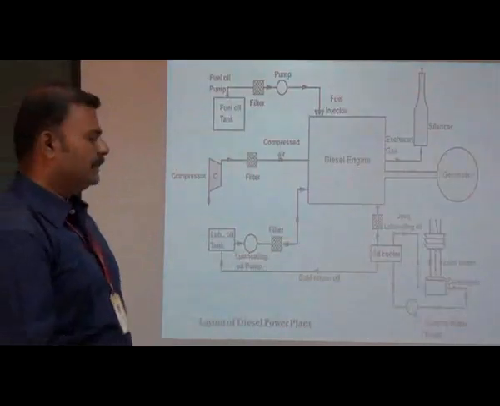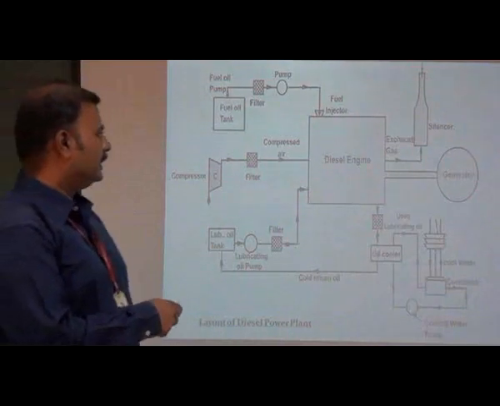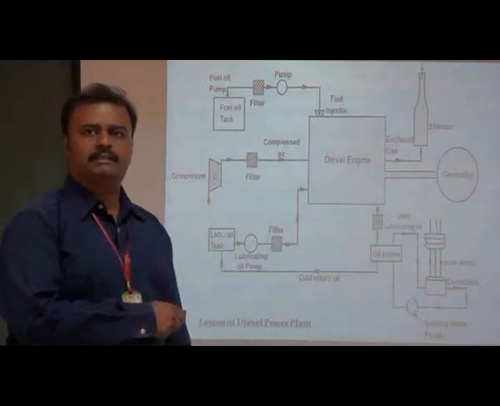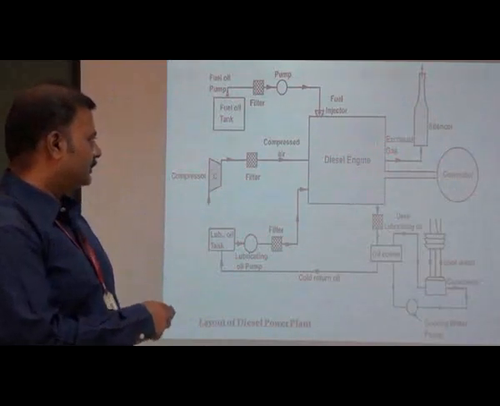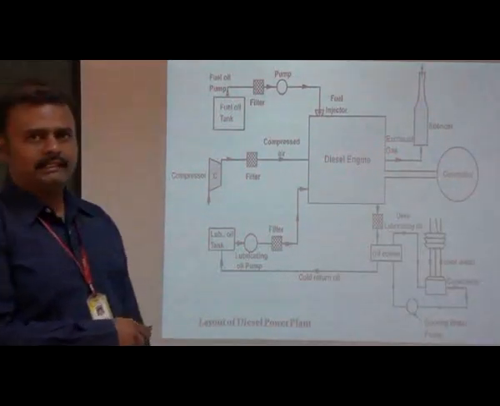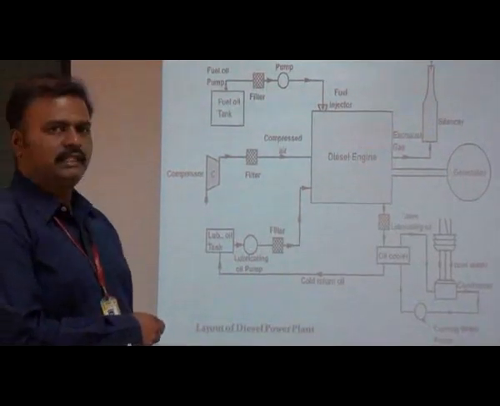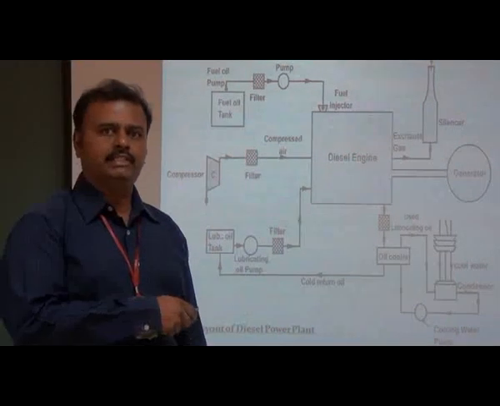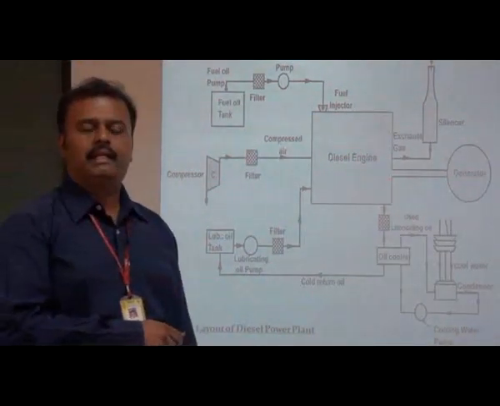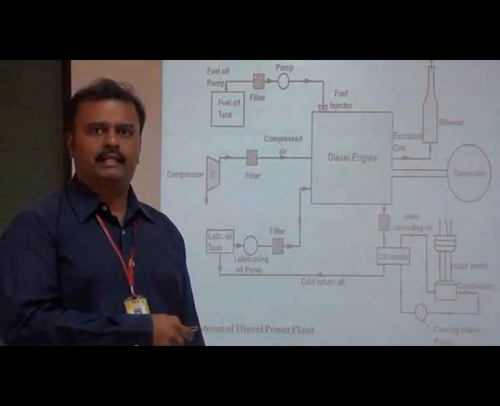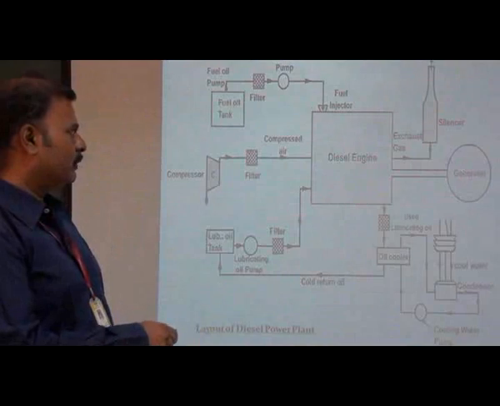Now let me see the layout of a diesel power plant. So here this is the diesel engine. I already know the working principle of the diesel engine, because here, due to the running of this diesel engine, the chemical energy of the combustion of the diesel is converted into mechanical energy, and this diesel engine is coupled with the generator. Here the mechanical energy is converted into electrical energy, so that electricity is produced. This is about the electricity production part.